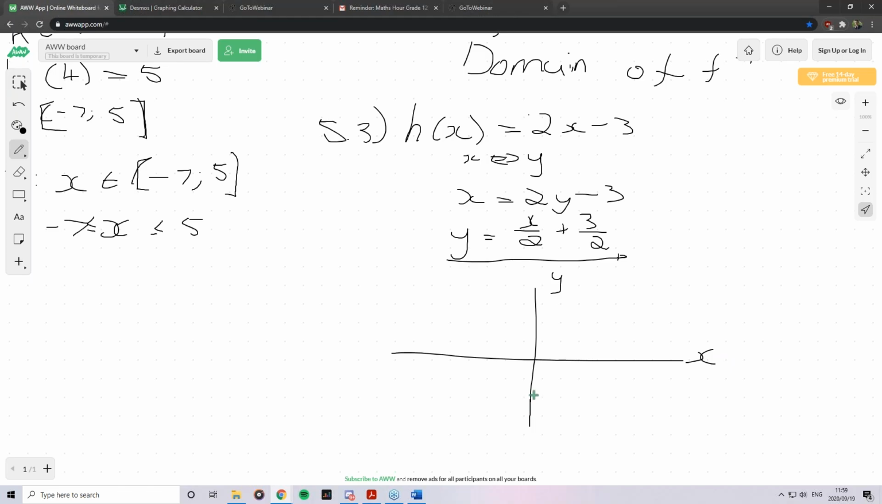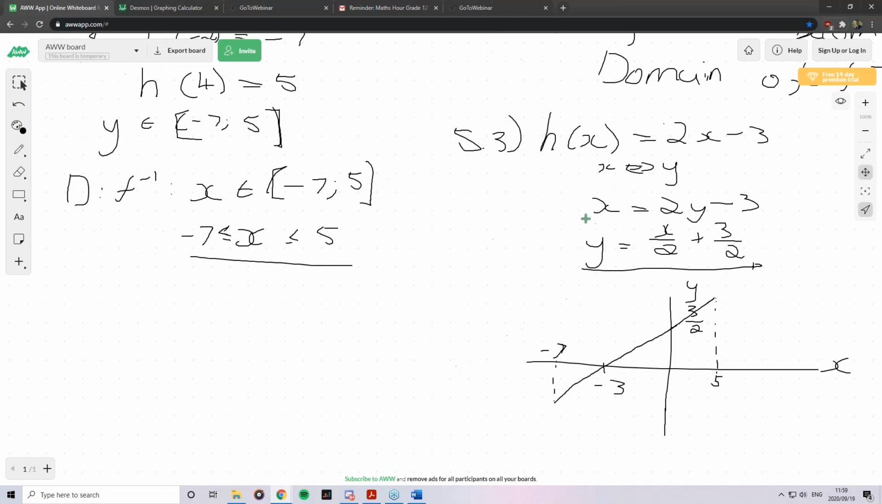X and y, x cut minus 3, y cut 3 over 2, and this will look like this. Keep in mind that this is between two points because the domain is minus 7 and 5. So you're sketching it between these two values, minus 7 and 5. So the trick here is that it's only between minus 7 and 5.